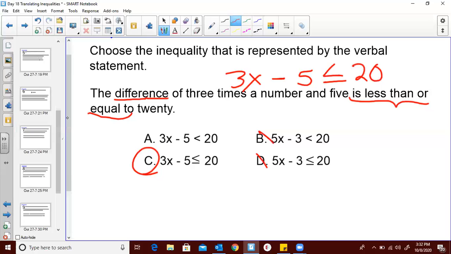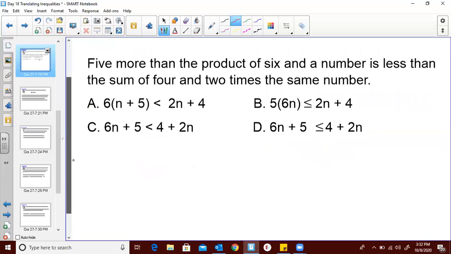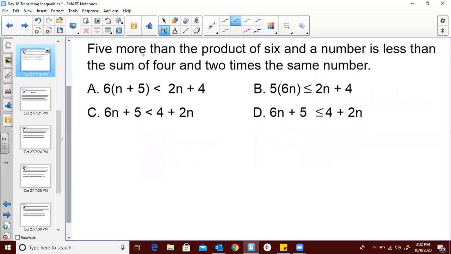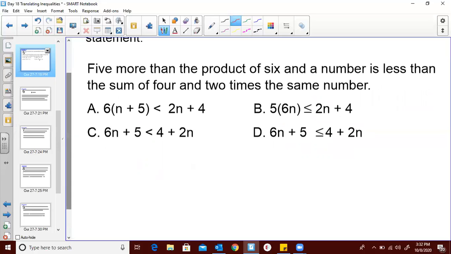All right, moving on, we have 5 more than the product of 6 and a number is less than the sum of 4 and 2 times the same number. So I see that I have a more than, so 5 more than. If I was going to start writing it out, from what I know, I'm going to say 5 more than.